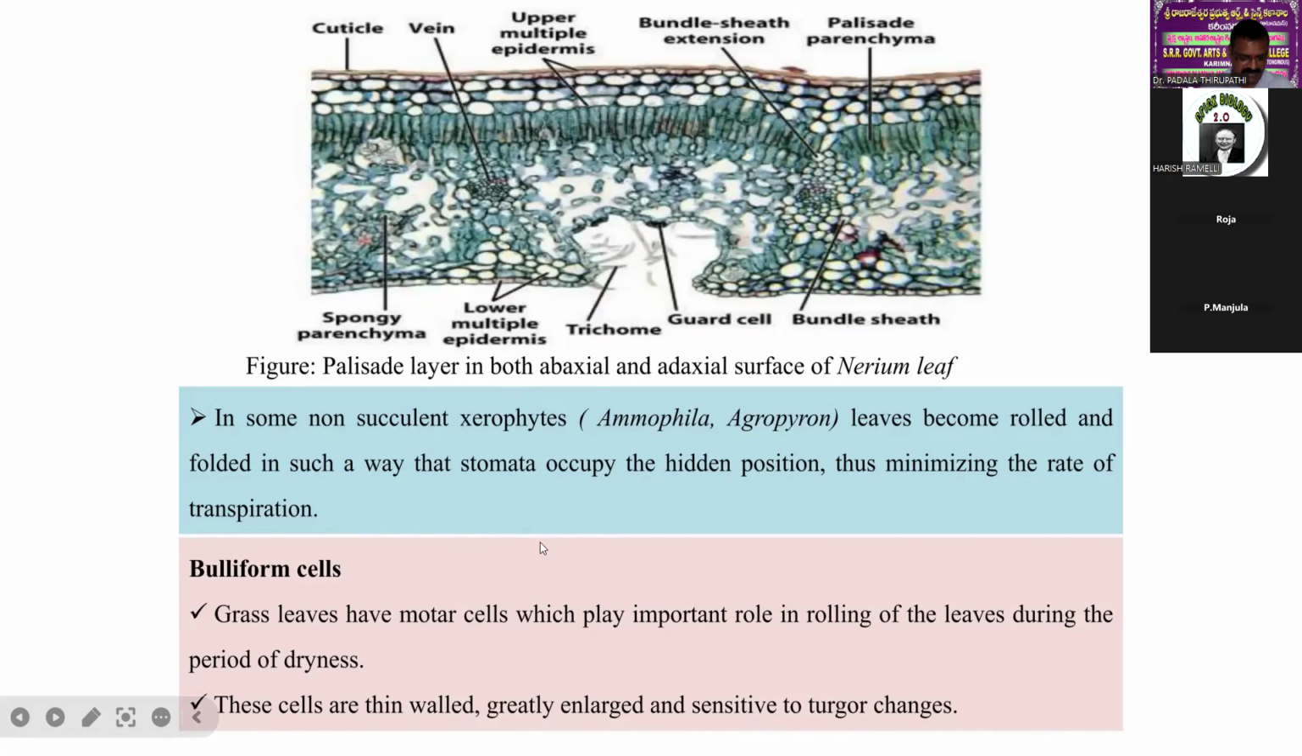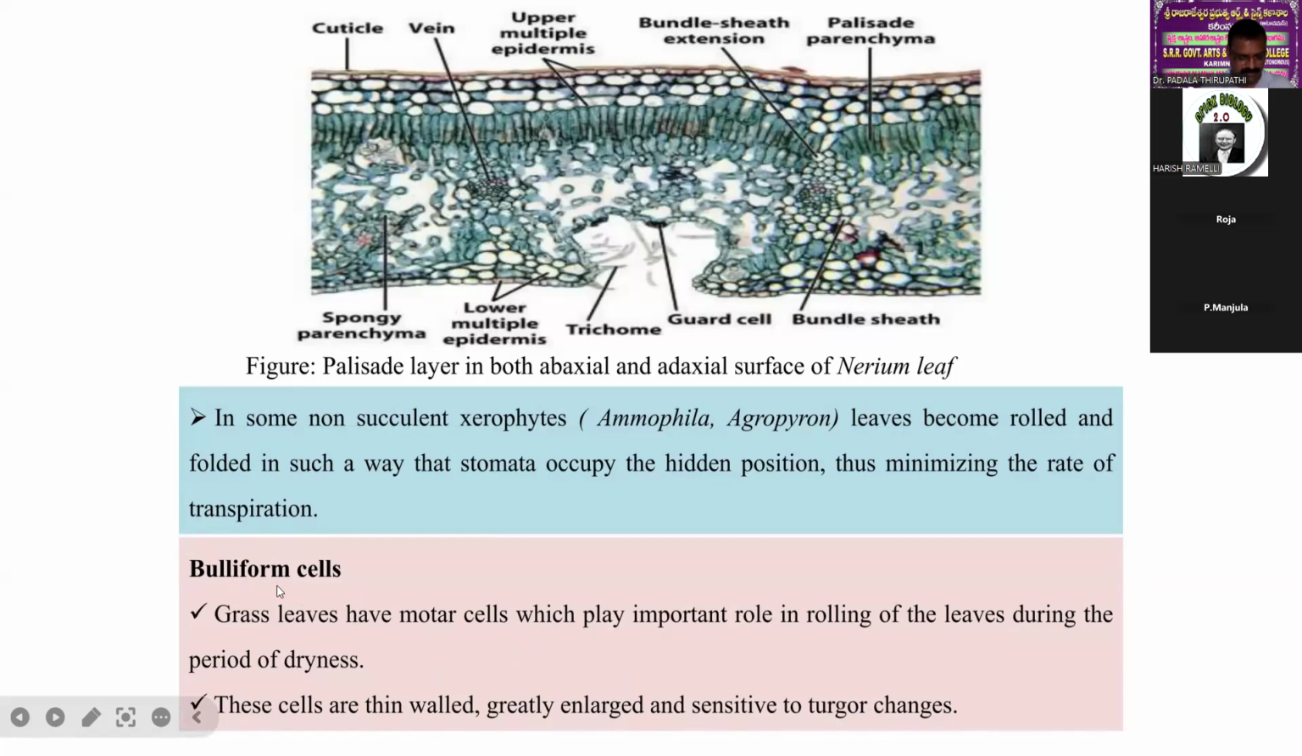Another character is the presence of the bulliform cells or motor cells. We can generally observe these in grass leaves. They play an important role in the rolling of leaves during the period of dryness. In these plants, mainly grasses, during dry conditions the leaves are folded inside due to the presence of these bulliform cells or motor cells, to prevent transpiration mainly. These cells are thin-walled, greatly enlarged and sensitive to turgor changes.